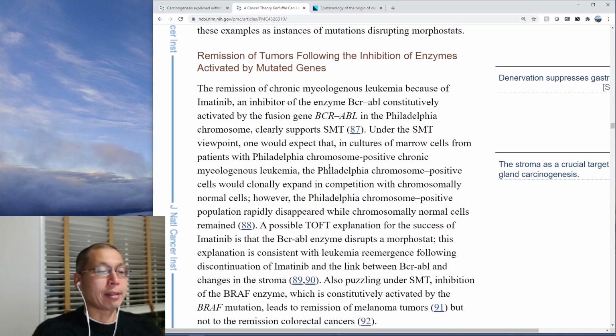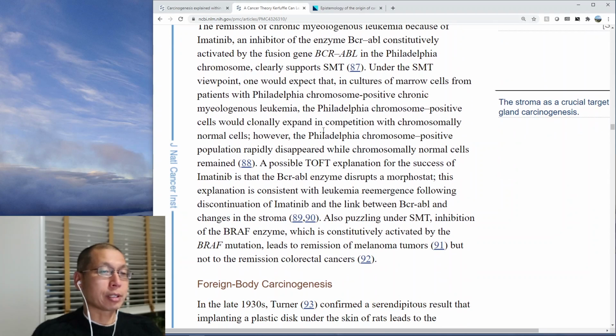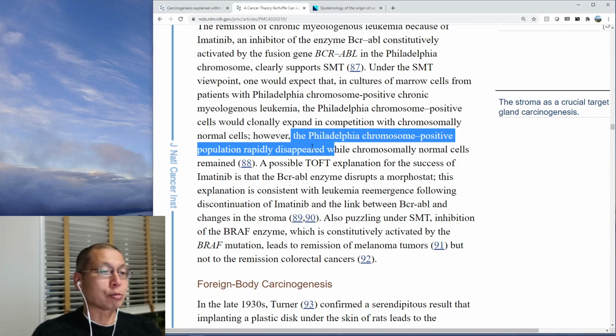And then they mention in this case that there's an enzyme called BCR-ABL, which is the driver gene in chronic myelogenous leukemia, and that was one of the things that really supported the somatic mutation theory, is finding this driver gene. But they mentioned that the population rapidly disappears when they grow it in culture, and you would think that the driver gene, the cancer gene, would overtake the normal genes. So that's a little unusual.